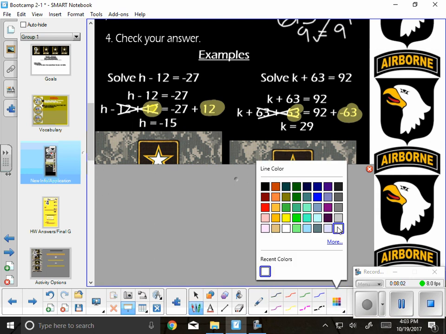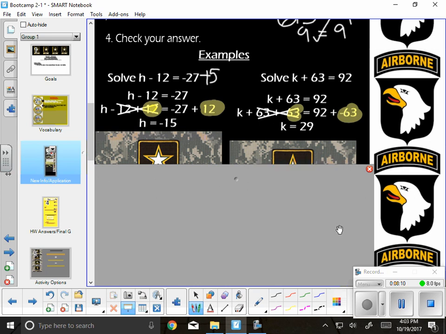For both of these problems, you can absolutely go right back in and show your work and check your answer to prove that for the first one, h does equal negative 15. To do that, negative 15 minus 12 equals negative 27. Remember, when you have a negative, it's adding the opposites. You have negative 15 plus negative 12 equals negative 27. So negative 15, adding another negative 12 to that would equal negative 27, meaning that negative 27 is equal to negative 27.